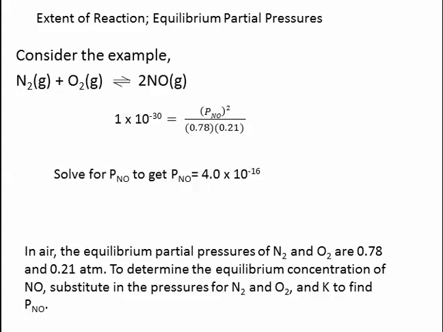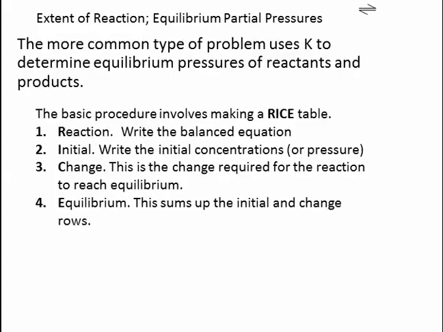So that's the simplest type of problem. A more common type of problem uses the K to determine what the equilibrium pressures are of all the reactants and products at equilibrium. And this basically involves making what's called a Rice table. And Rice stands for the reaction, initial concentration or pressure, the change in concentration to reach equilibrium, and then what are the concentrations at equilibrium.